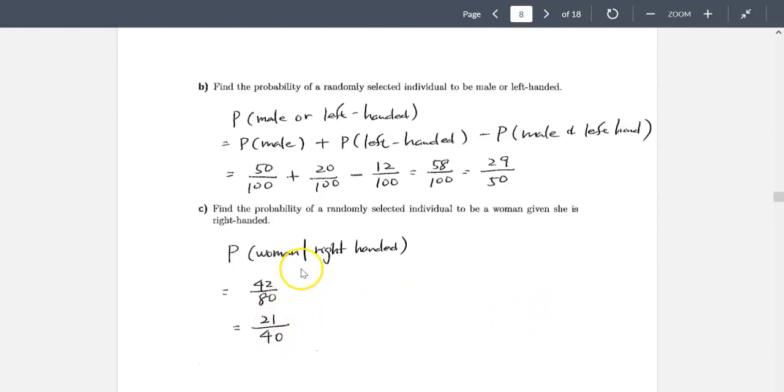Now, sometimes we write it this way. This is called conditional probability, which we're going to dive into a little bit deeper later. So the probability of a woman, given that it's right-handed, this line means given that. Given that means we already know a person is right-handed. What are the chances that person is going to be a woman?